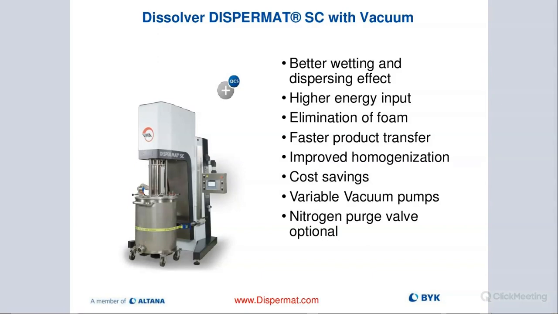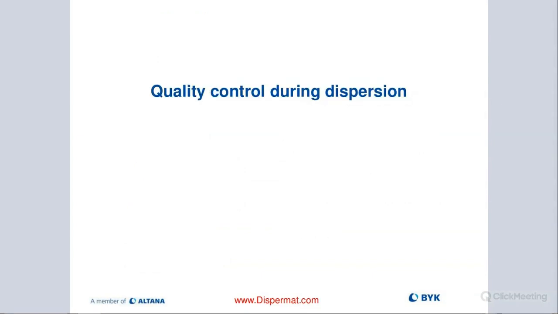And then some customers, especially in the renewable energies market, now have requirements to run this all with inert gas. So we have the option of adding a nitrogen purging valve. Some people like to flush it with argon gas. So these are options that are also available not only on our lab models, but also on our production scale models.